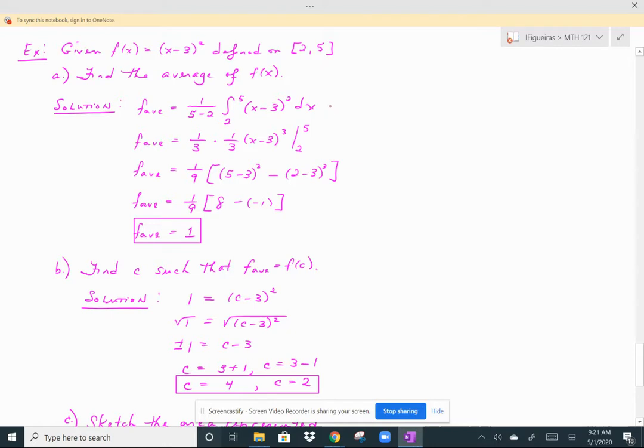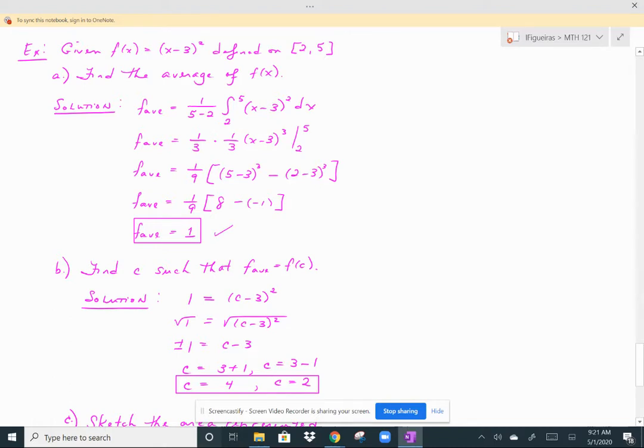So when I take the antiderivative, it'll be 1/3 times a third times (x minus 3) to the third power. All right, so the 1/3 and the 1/3 becomes 1/9, and then we plug in our upper limit and subtract out plugging in our lower limit. So you get 8 minus negative 1, or 9 on the inside, and 1/9 times 9 gives me an average value of 1. Okay, so that's done.